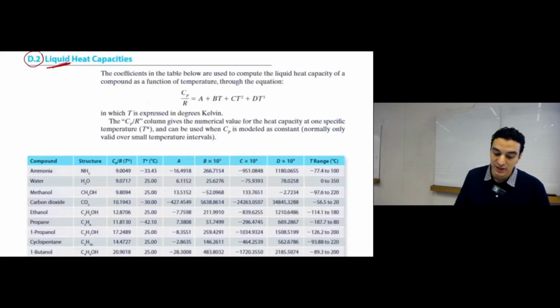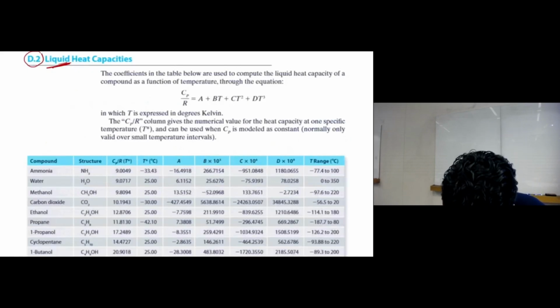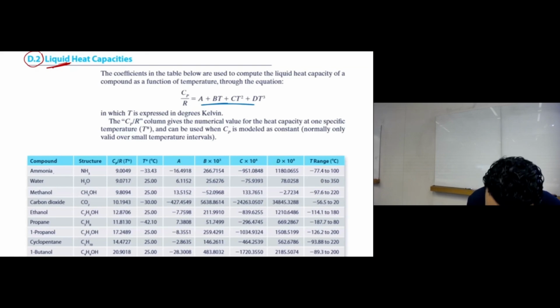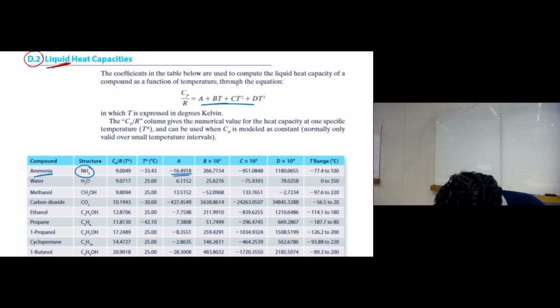The second table is the same kind of table. Again, we have Cp over R, the same thing, and almost the same idea. For this substance, ammonia, this is the structure, this is the value of A, this is B times 10 to the power 3, this is C times 10 to the power 6, this is D, and this is the temperature range in which we can use these parameters.